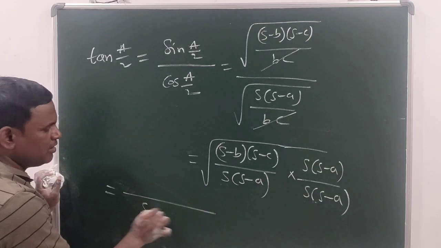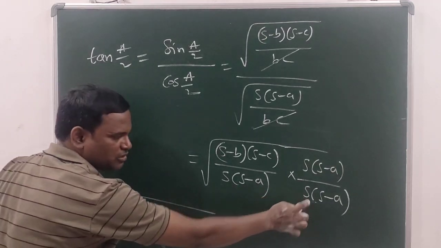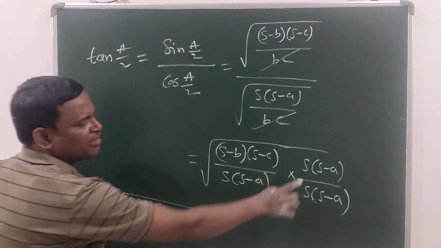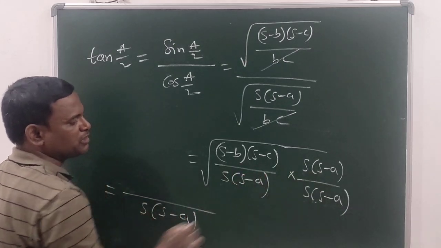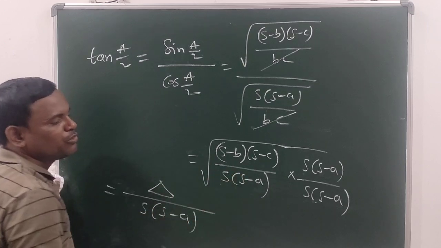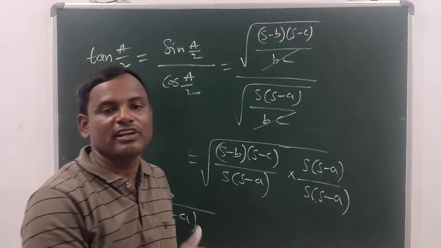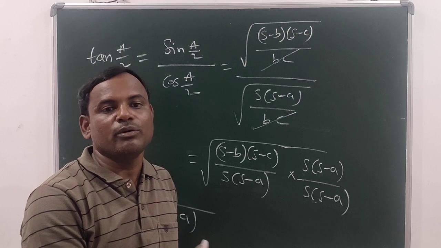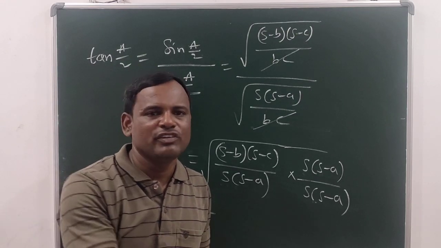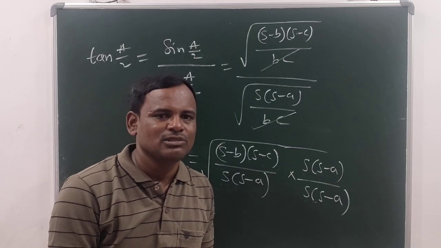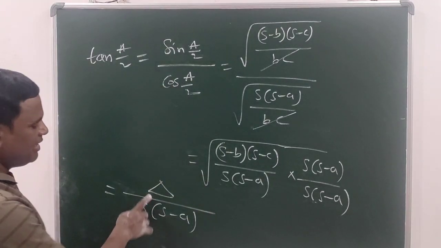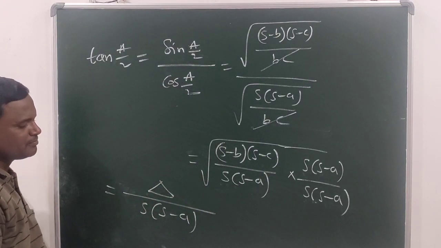Down, what do you get? Root of s into (s minus a), root of s into (s minus a) is equal to s into (s minus a) you will get. In the numerator, s into (s minus a)(s minus b)(s minus c) is nothing but delta, the area of a triangle. You know the formula is square root of s(s minus a)(s minus b)(s minus c). That is the famous formula given by Heron, so on behalf of his name, you can also call it Heron's formula. Okay, delta by s into (s minus a).